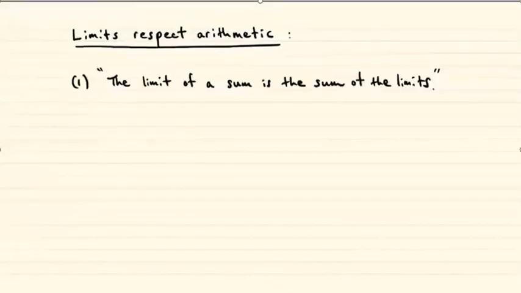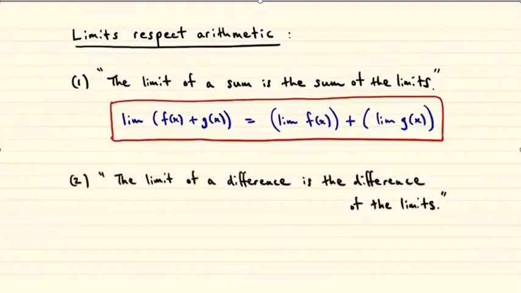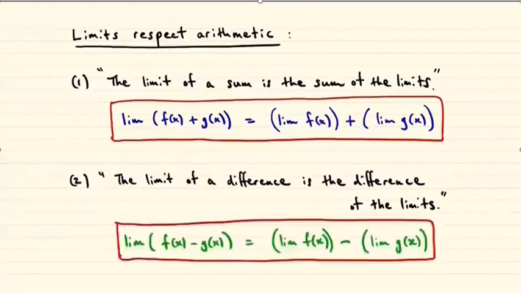Let us now discuss and illustrate several limit laws that enable you to combine simple or known limits to calculate or understand the behavior of new limits that can arise and appear at first sight to be difficult or complicated. The first law states that the limit of a sum is the sum of the limits. The second law says that the limit of a difference is the difference of the limits.